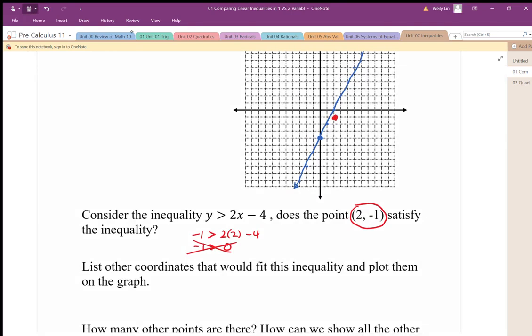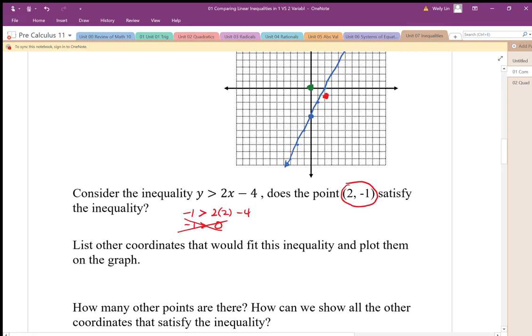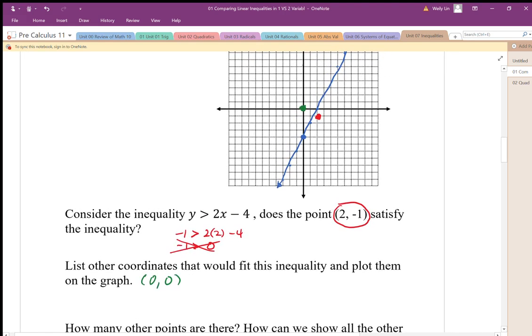Let's test a couple here. The easiest coordinate to test is going to be 0, 0. If I test 0, 0, I get 0 is greater than 0 minus 4. Is 0 bigger than -4? Yeah, that works. So 0, 0 represents a solution. What about maybe a solution here? That's 0, 5. Let's test 0, 5. y is 5 when x is 0, so 5 is bigger than -4. Yep, that works.